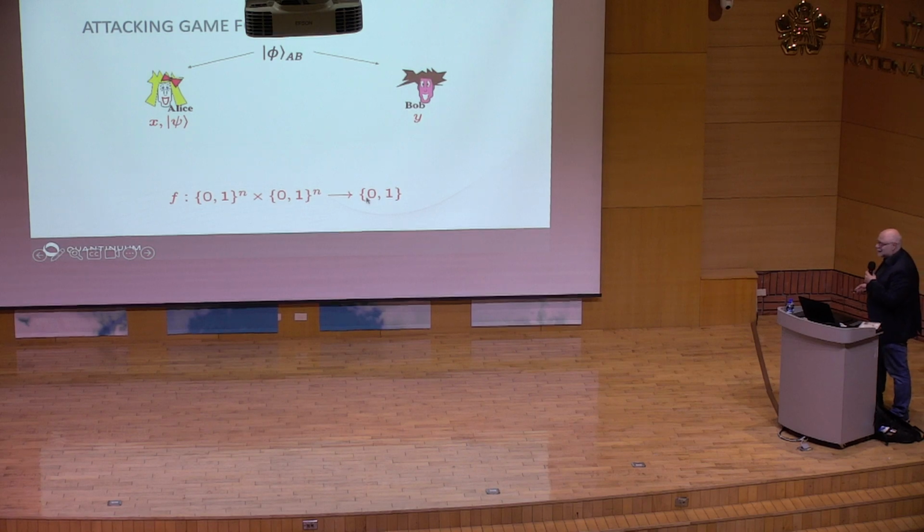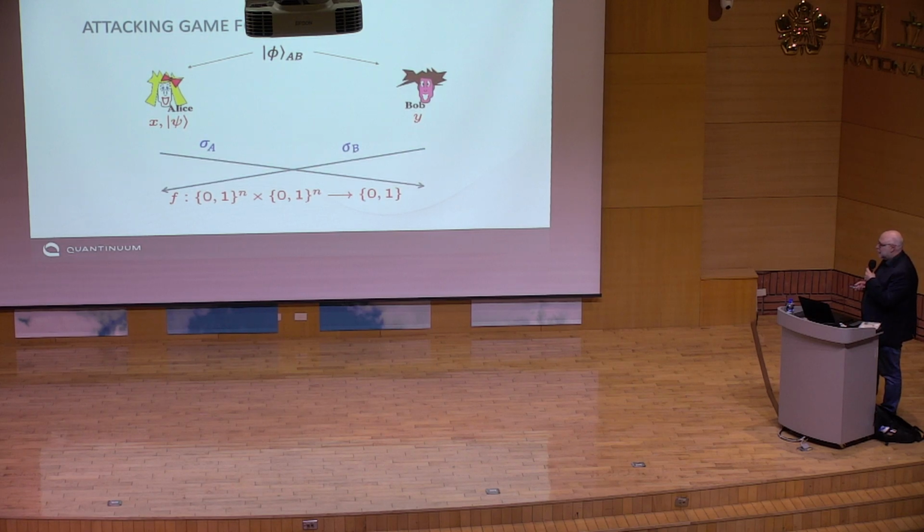So here let's study the attacking game. Let's go into the minds of Alice and Bob, and see how they would attack this. Alice receives x and a qubit psi. Bob receives this value y, and there is some state psi AB that they share, some entangled state, and we want to somehow get a bound on how big this state psi is.